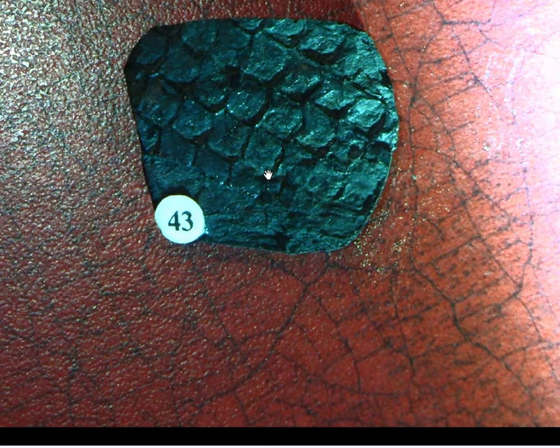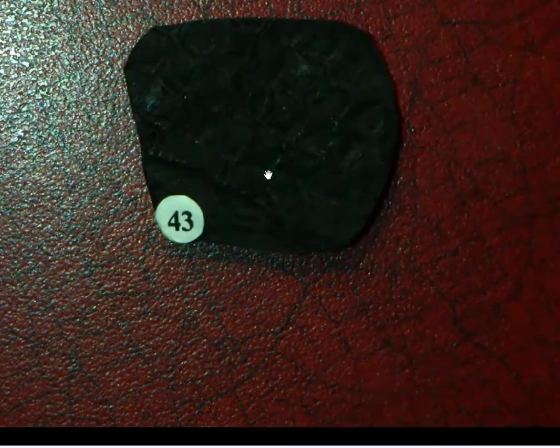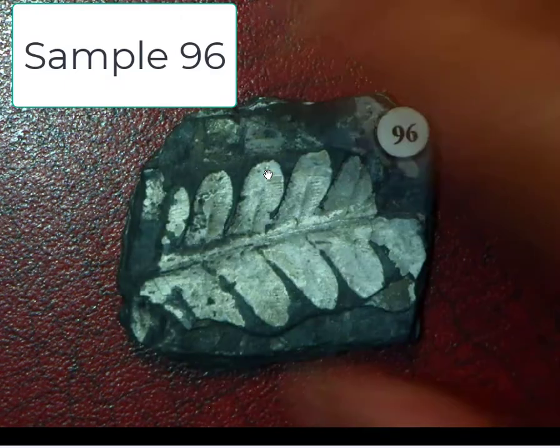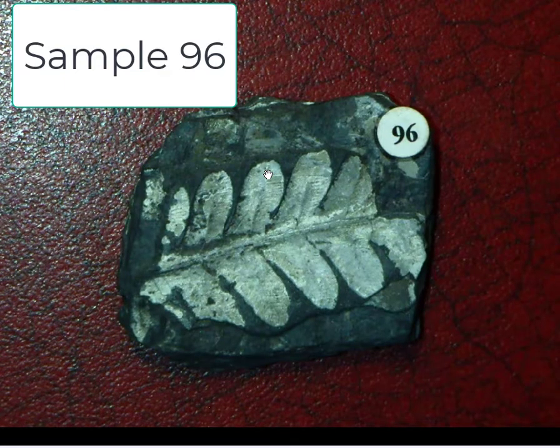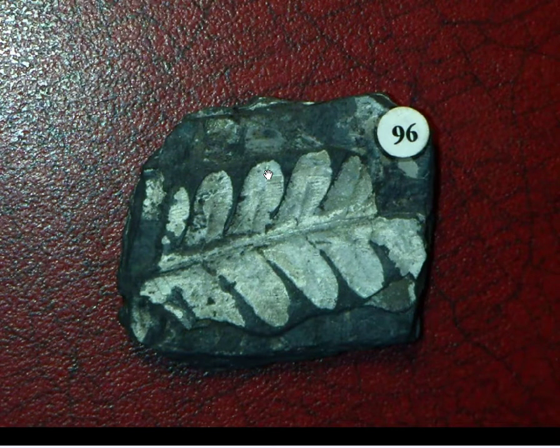So sample 43, that's a really good sample there. And then another fossil plant, just to finish up the plants, sample number 96. It looks like a fern, some sort of fern. So see if you can figure out what number 96 is.